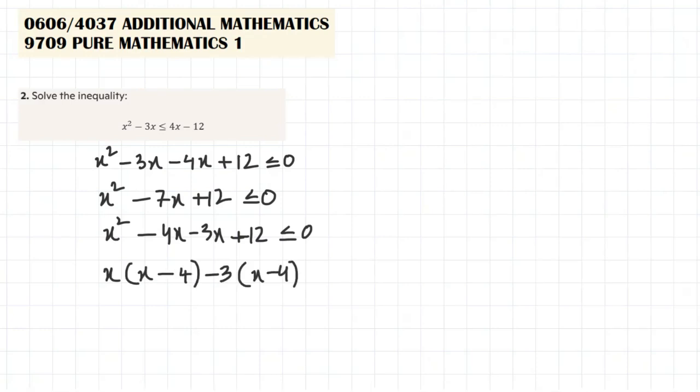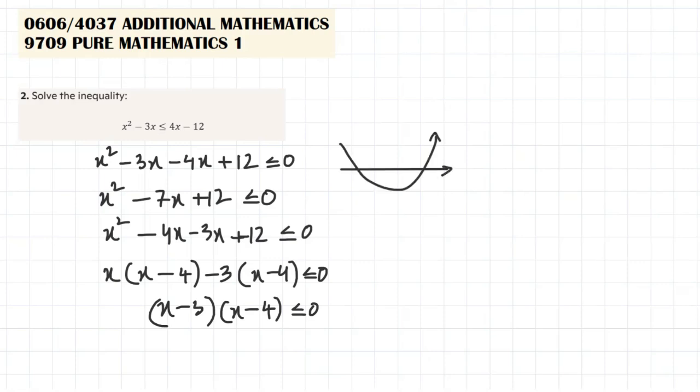x minus 4 times x minus 3 less than or equal to 0. I'm just factoring this quadratic. This is what I get. And my roots are 3 and 4. Sketch a parabola like this. It's just a rough sketch. So what is the region where your parabola is below the x-axis? This is the region, right? Below the x-axis, the negative region. So x should be within 3 and 4.